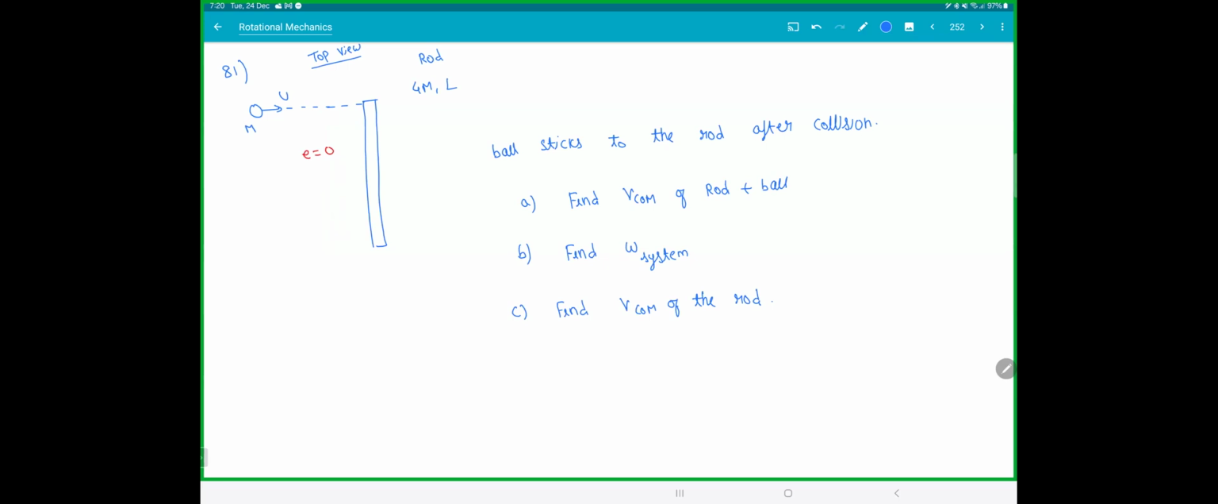Let's see. Step 1, the final diagram. The game is still the same, nothing changes. But luckily, the number of steps will decrease because e is 0 and it will stick, right? So there's no need to write the restitution equation.